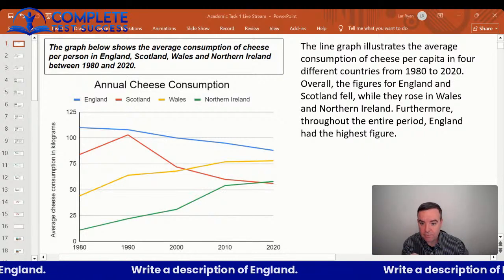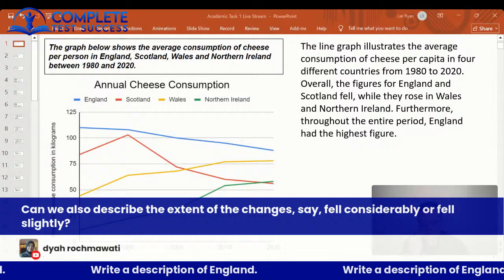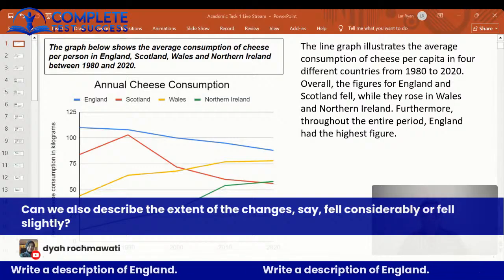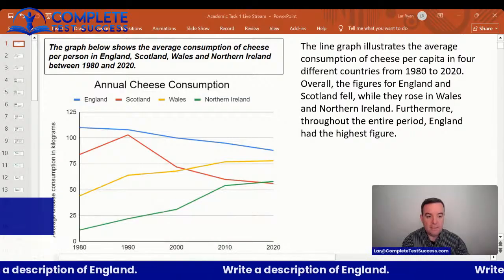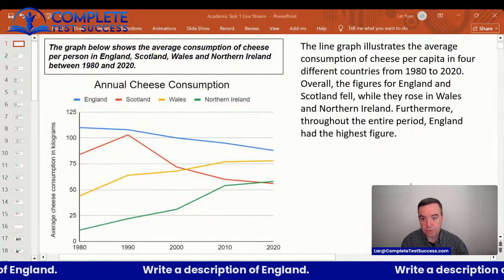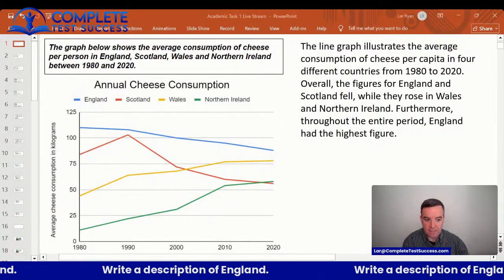So yes, absolutely you can. That's another way to extend your overview, saying the extent of the changes, but just make sure that it's 100% correct. Because if the description then is inaccurate, your task achievement score goes down. So yes, but be careful with it.